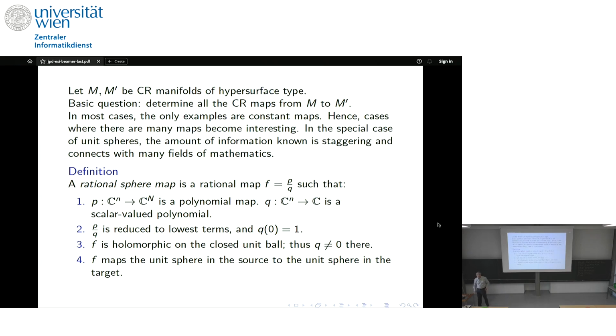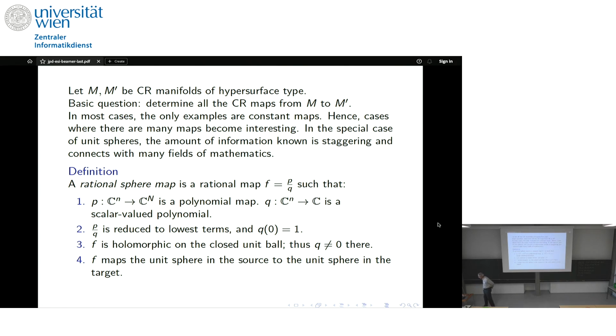Okay, so let me remind you, basic question in CR geometry. I have CR manifolds M and M prime, and I want to determine all the CR maps between M and M prime. Now, most of the time, the only maps are constant. So in cases when there are many maps, it becomes more interesting. There are lots of circumstances in which there are many maps, but the one of interest to me is a special case of the unit sphere. After knocking myself out on weakly pseudo-convex domains for years, it's really great to have the unit sphere, right?